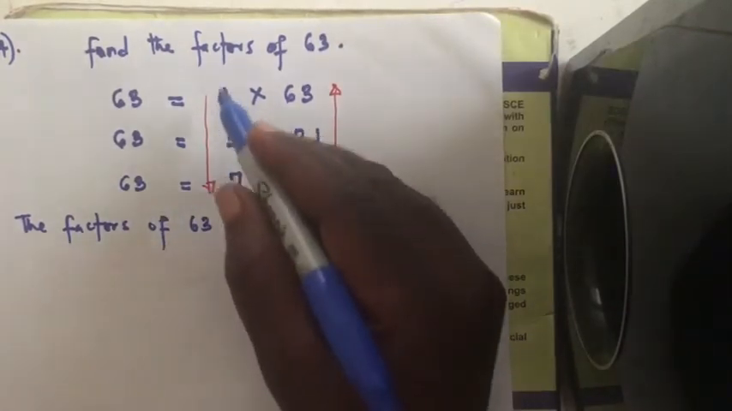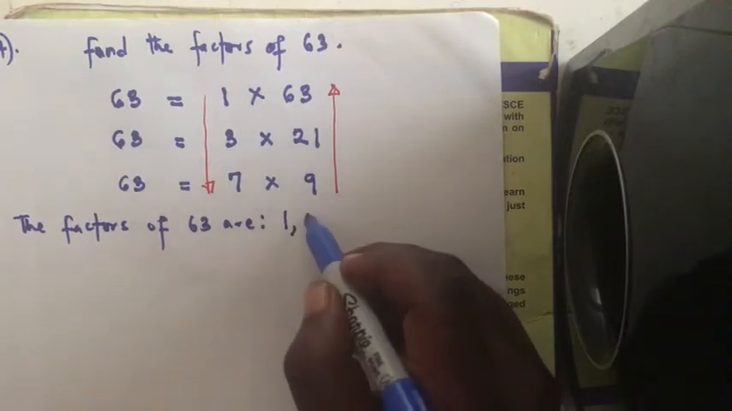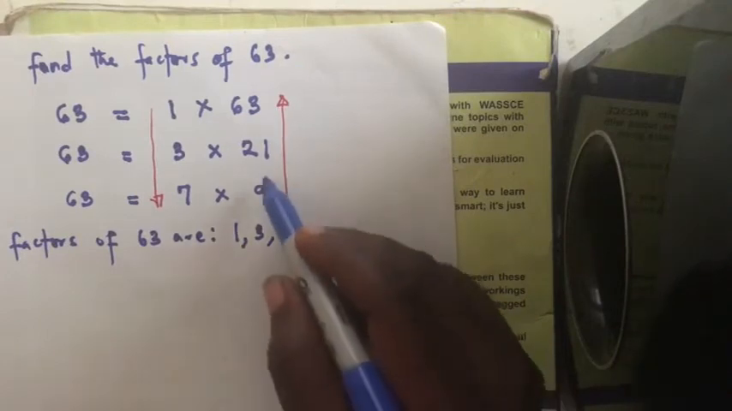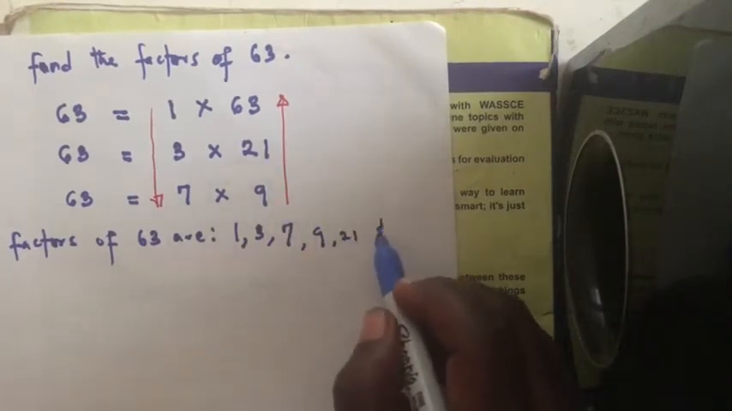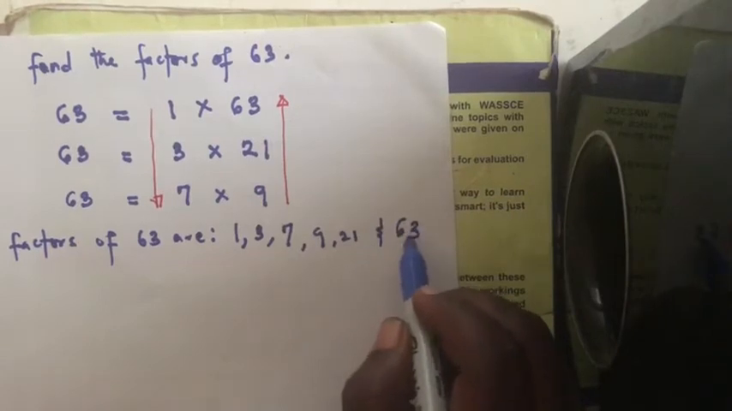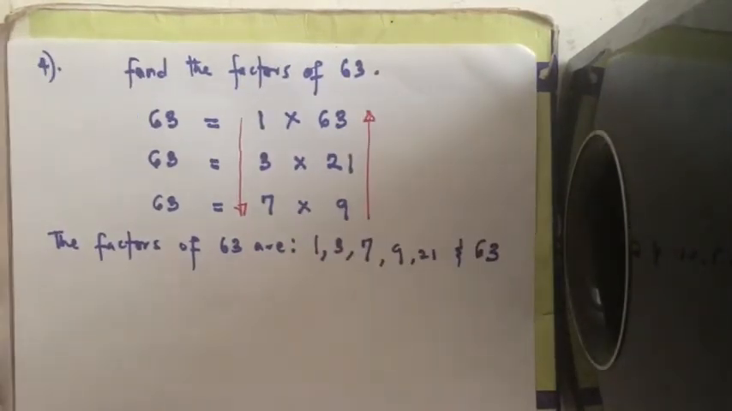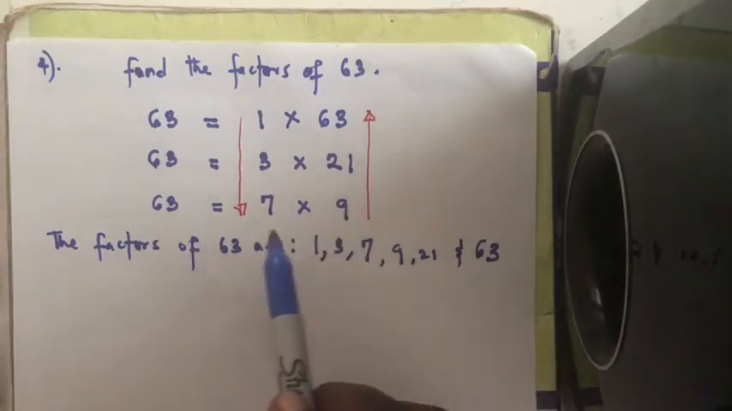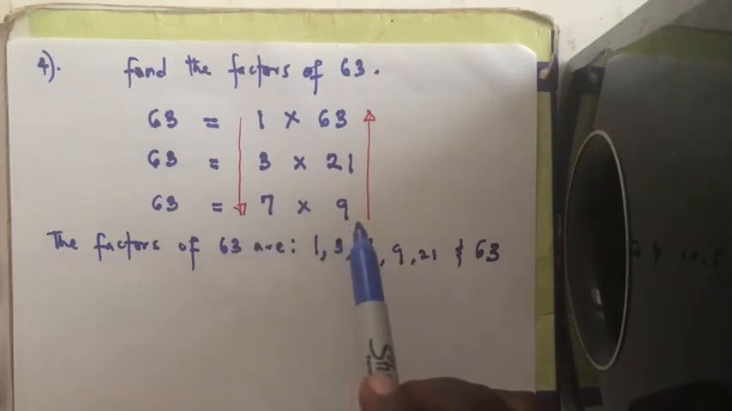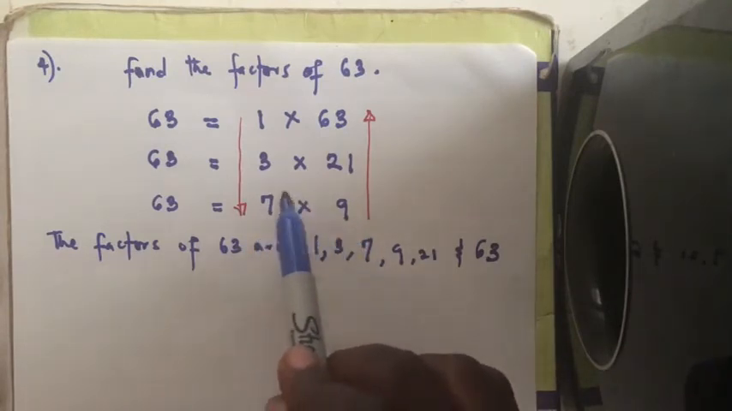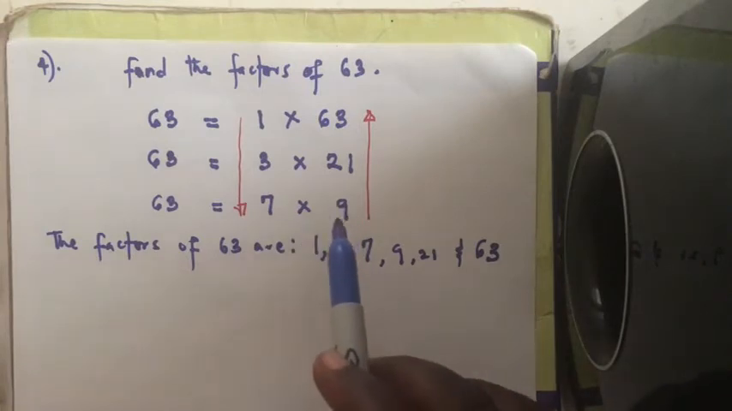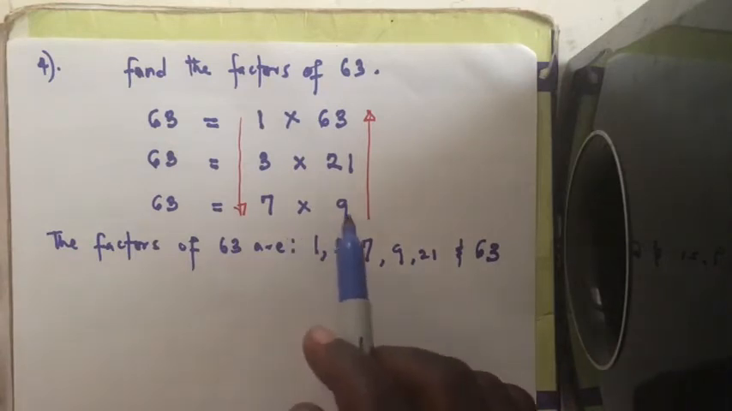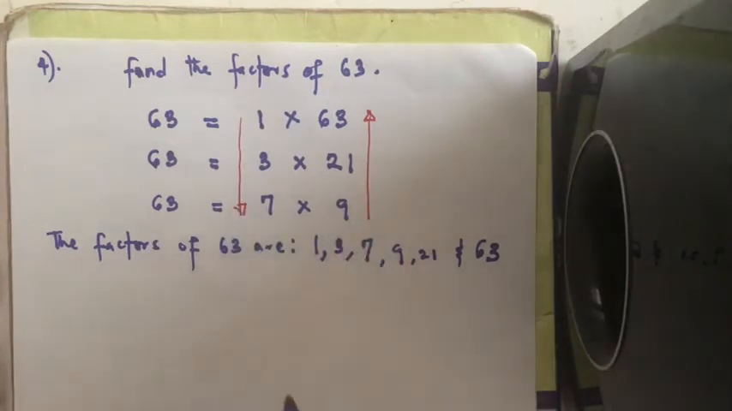1, 3, 7. You follow the arrowhead. 1, 3, 7, 9, 21, and 63. Remember, the rule states that you are not allowed to repeat factor pairs. Since we already have 7 times 9, don't use 9 times 7. That is one of the rules. Since you have 7 times 9, don't use 9 times 7 again.